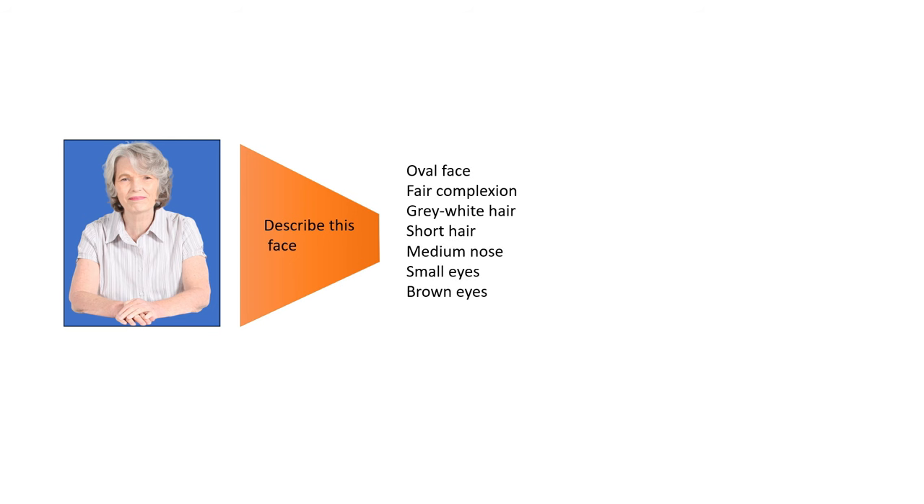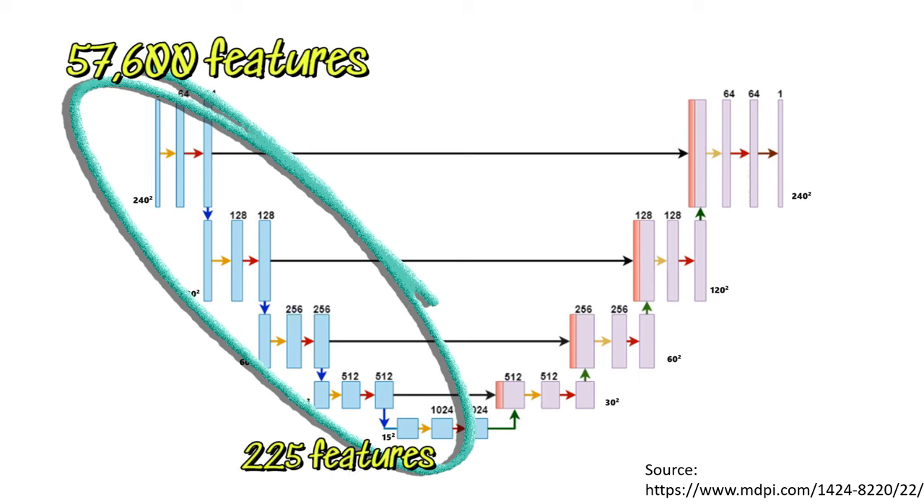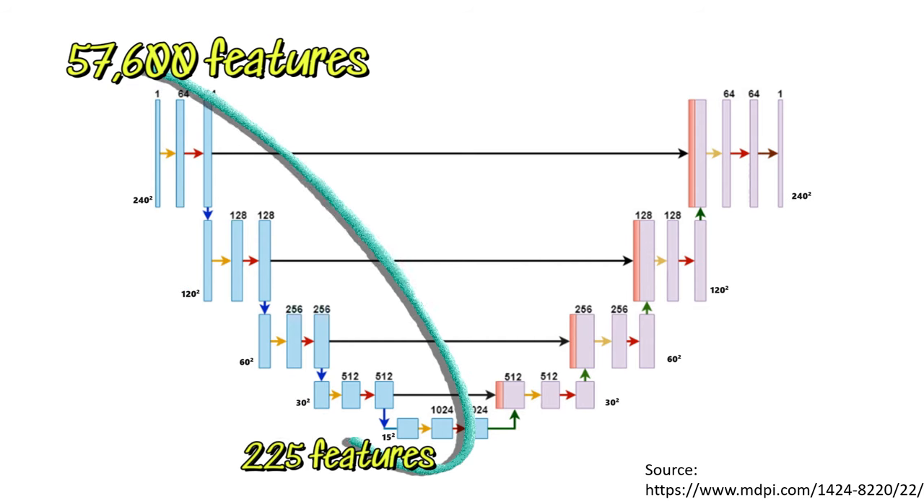So this process is like describing a face. To describe this face, you would say that it has oval shape, gray-white hair, small eyes, medium nose, etc. You may have missed a lot of other features, but you have captured the important ones. The encoder of the UNET works in a similar manner. It converts the 57.6K features to 225 features. How does it reduce? By matrix multiplication.